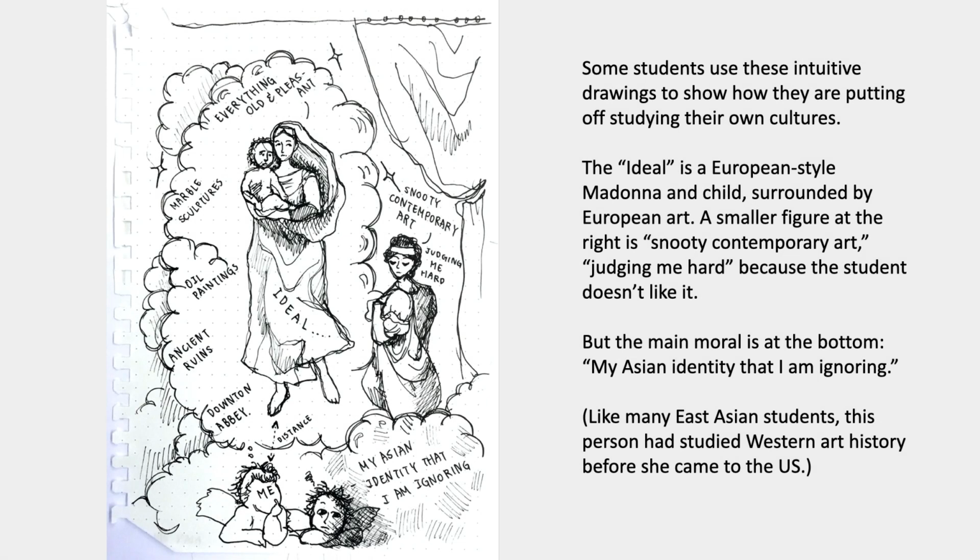Some students use these intuitive drawings to show how they are putting off studying their own cultures. I have two examples of that. So here is labeled Ideal, a European-style Madonna and Child, and surrounded by a cloud with European art in it, oil paintings, ancient ruins, Downton Abbey. Then there's a smaller figure at the right, like a smaller saint, and it's labeled Snooty Contemporary Art, Judging Me Hard, and that's because the student didn't like contemporary art.